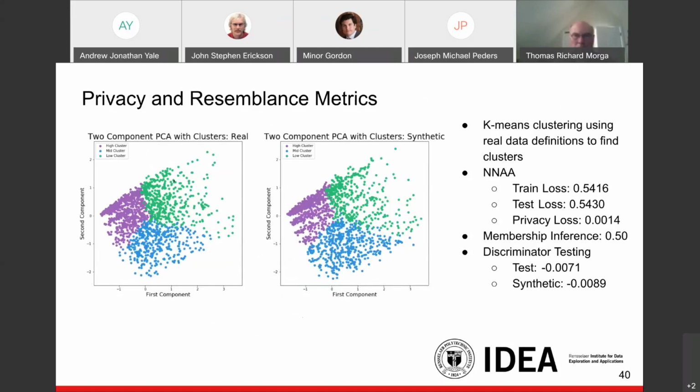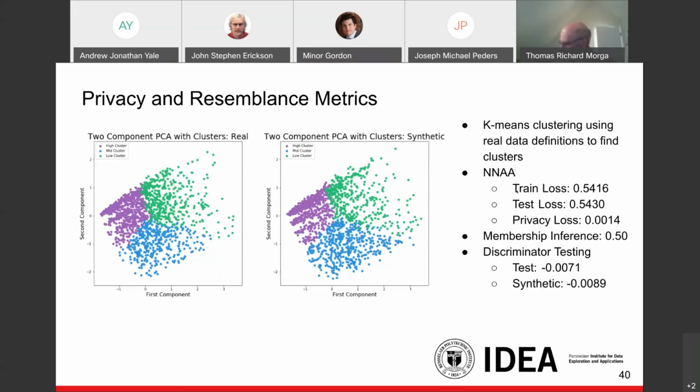Going back to those PCA plots, we can use that same PCA plot structure to compare our real and our synthetic data, as well as how we're performing in terms of our clustering. Right here with the real data, when we take the two-component PCA, we can see the low cluster here in green, the mid cluster in blue, and the high cluster in purple. They're roughly the same across the real and the synthetic data, which is what we want to see.